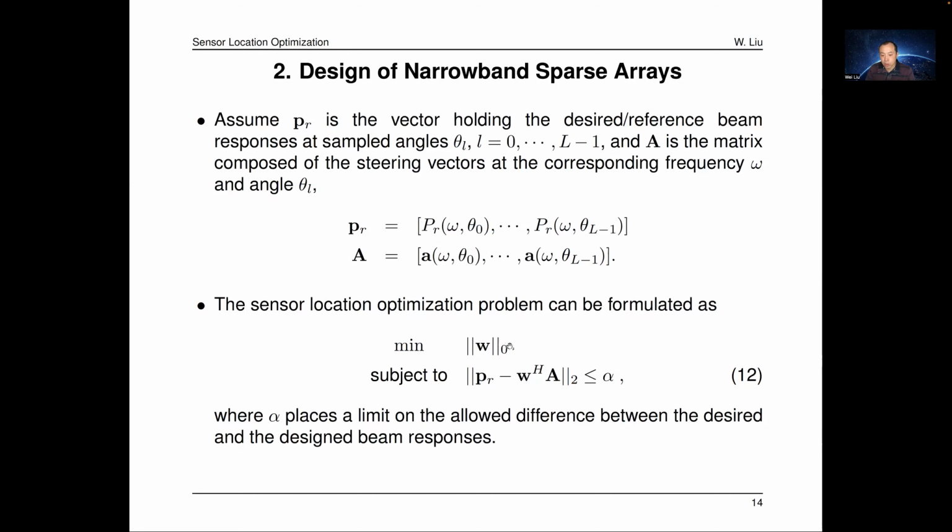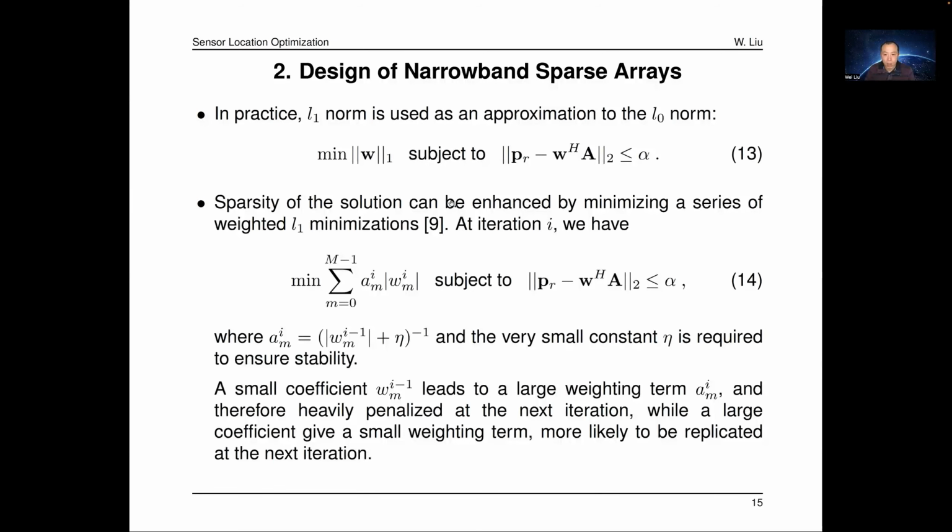And then this is the L0 norm of this beamformer coefficient vector. So L0 norm, basically, you count the number of non-zero valued coefficients. So you minimize this number. And because L0 norm is not convex, you use L1 norm as an approximation. So basically minimize this L1 norm subject to the limit on the difference between the designed and desired beam responses. And you can enhance the sparsity of the solution by minimizing a series of weighted L1 minimizations.